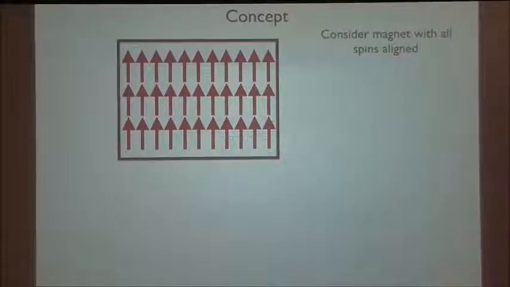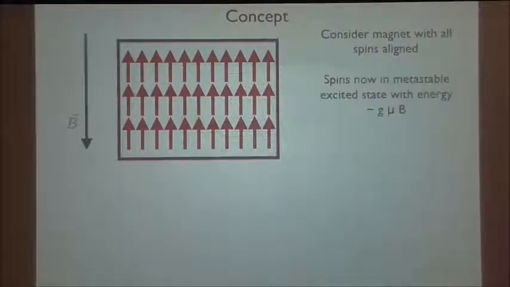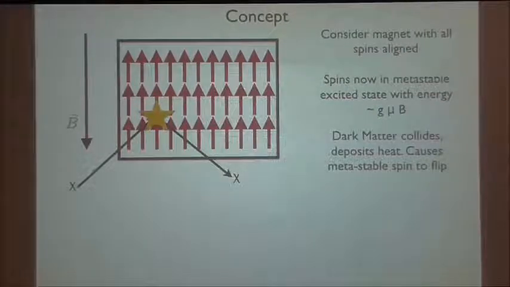So here's an idea of how such a thing might work. Let's take a system, and let's say it's like a magnet. It's got all these spins all aligned in one direction. Let me now apply a magnetic field in the opposite direction, which means each of these spins is now in some excited state. The excited state is a Zeeman energy, g mu B, the standard thing. And let's say the following thing happens. Maybe the dark matter comes in, it scatters, it deposits some heat, and let's say that heat causes those spins to flip. Just makes them jump down.